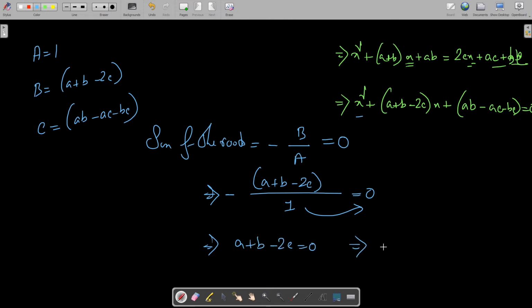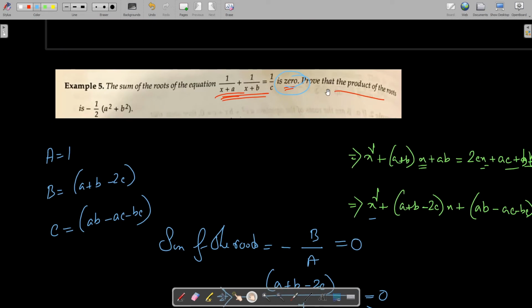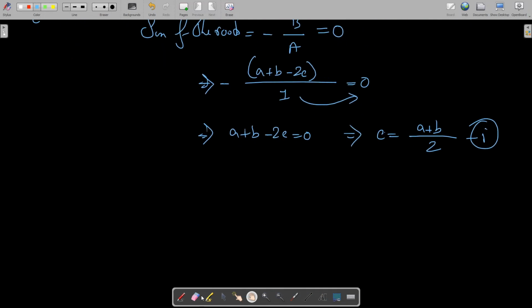From here, can I write like this? c will be equal to what? a plus b divided by 2. So this information we will save. Now what we're going to do is they're asking us to prove that the product of the roots is minus half (a square plus b square). Okay. Now we already know what the product of the roots is.